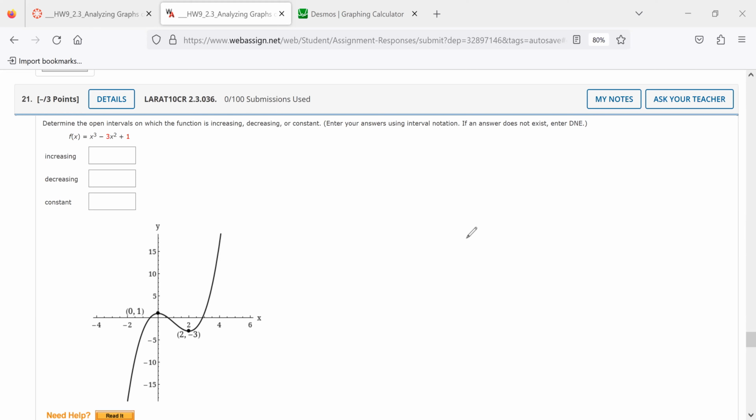From left to right. So picture a little car just going, right? So from here to here, we are increasing, right? Flat. Decreasing. Flat. Increasing. Can you tell me the interval for decreasing?